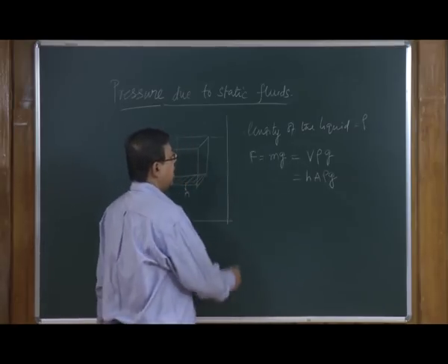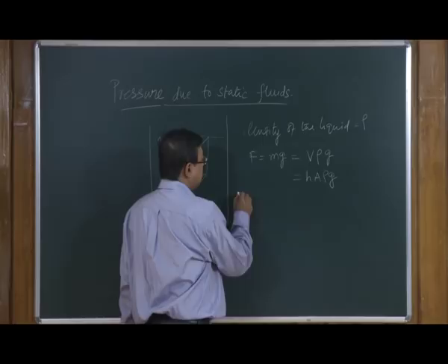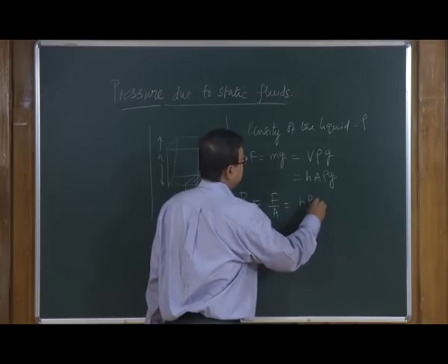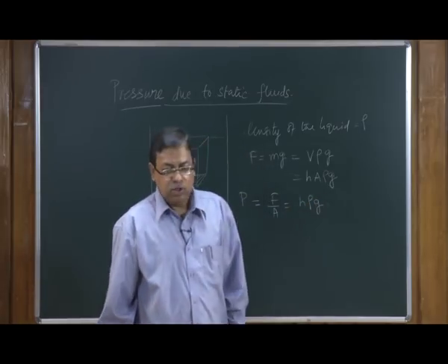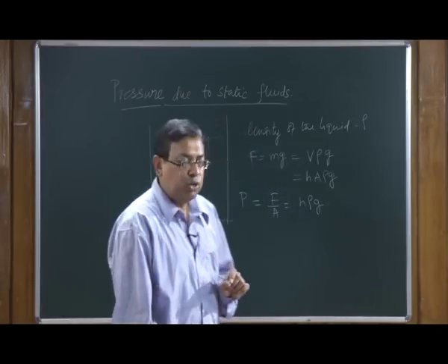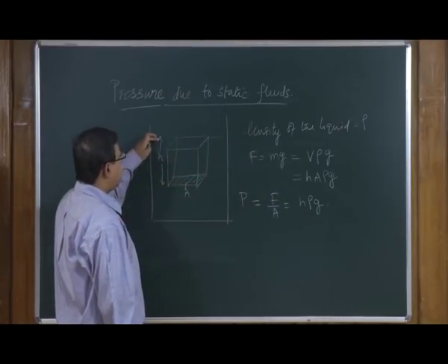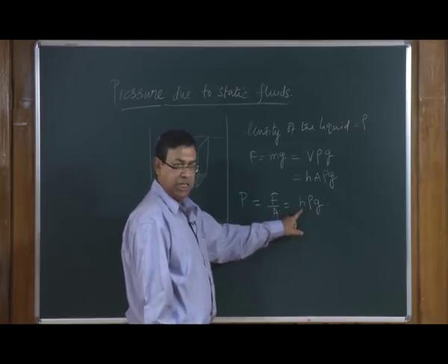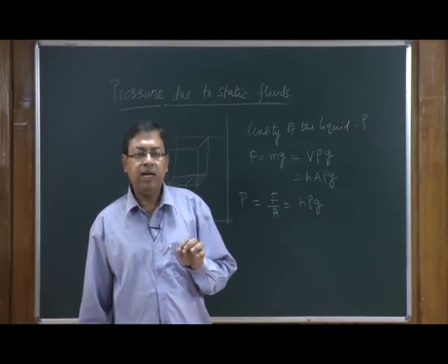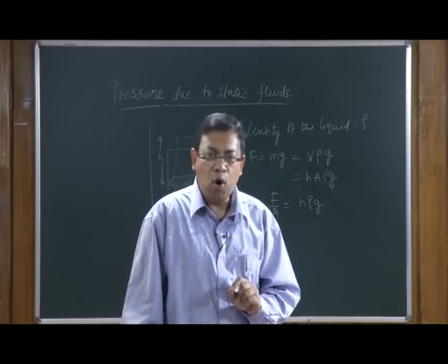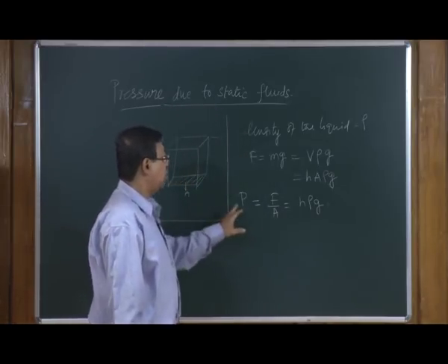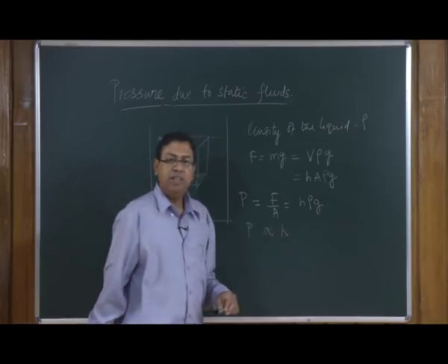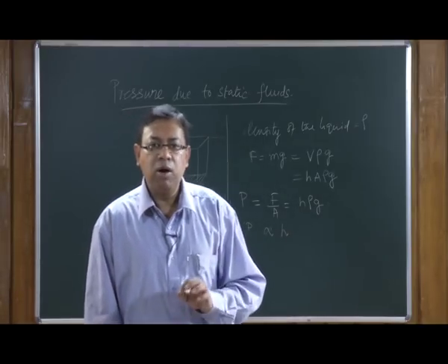Since pressure is defined as force by area, the pressure is equal to F over A, which is equal to h rho g. So, the pressure due to a fluid at a height h below the level of the fluid is h rho g, which means that the greater the height, the pressure will be more. So, P simply scales as h, given that rho and g remain constant.